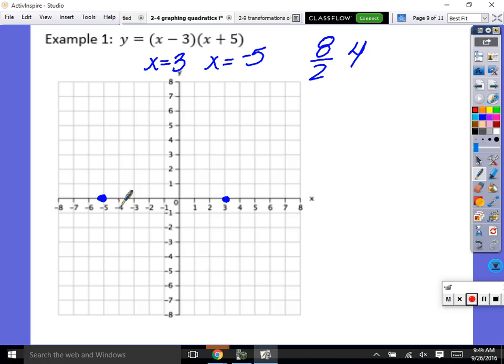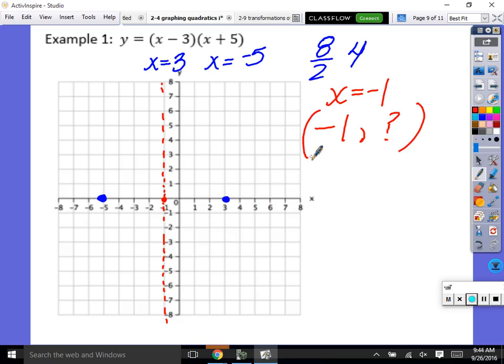So start at a 0, go over 1, 2, 3, 4. Right there is halfway between. I'm going to draw in my axis of symmetry. So we need to know how far down to go, right? We know it's on that x value, so we know x is equal to -1 is on the vertex. So we're going to do -1 comma something.